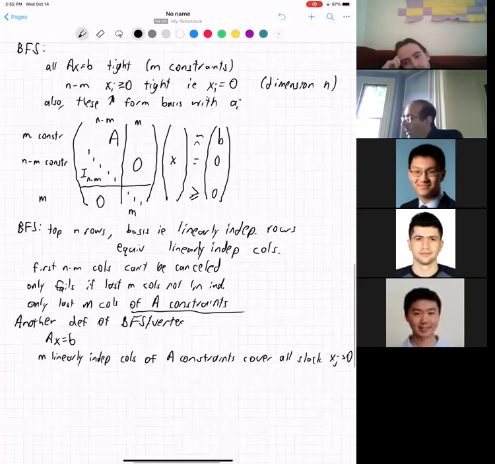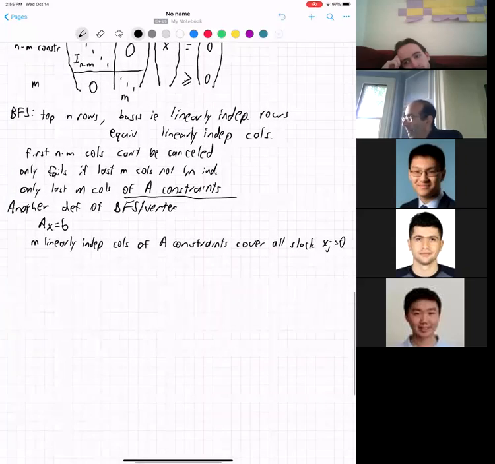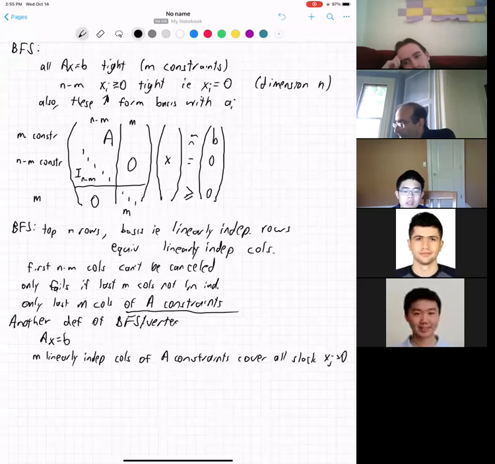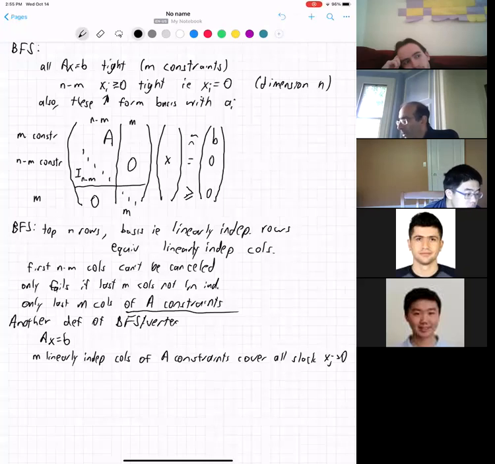Okay, good. So I ask another question, Professor? Absolutely. What do you mean by the constraints cover all slack xj? In other words, there's a correspondence between columns and variables. Each column is associated with one variable, one of the xj's. Column j goes with xj. And so what I'm saying is that, given the way that I've arranged the columns, all of the slack xj's, all of the xj's that are not 0, have to be in the last m coordinates of the x vector. They have to correspond to the last m columns.